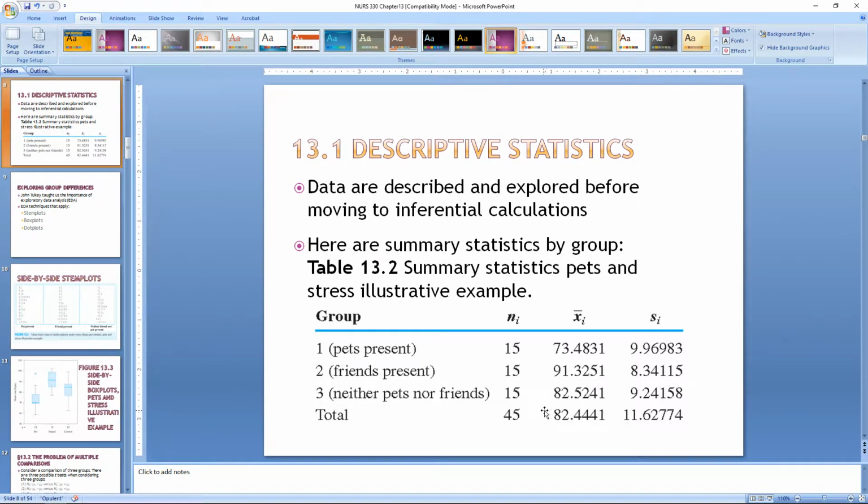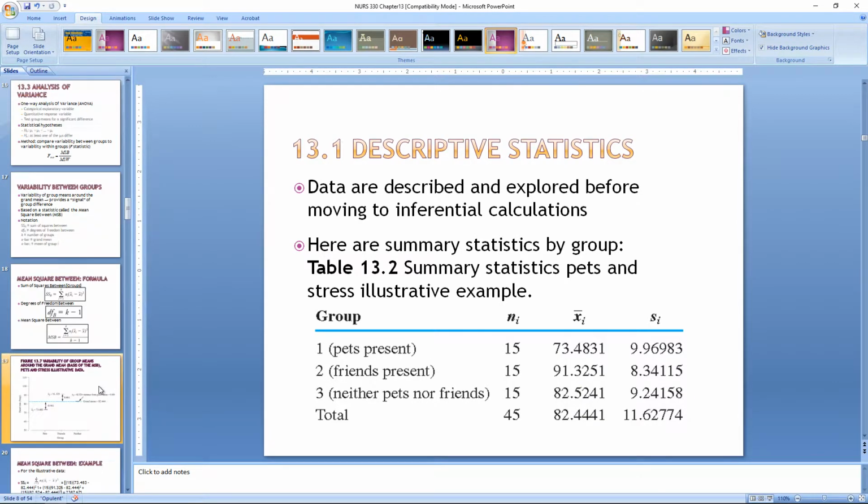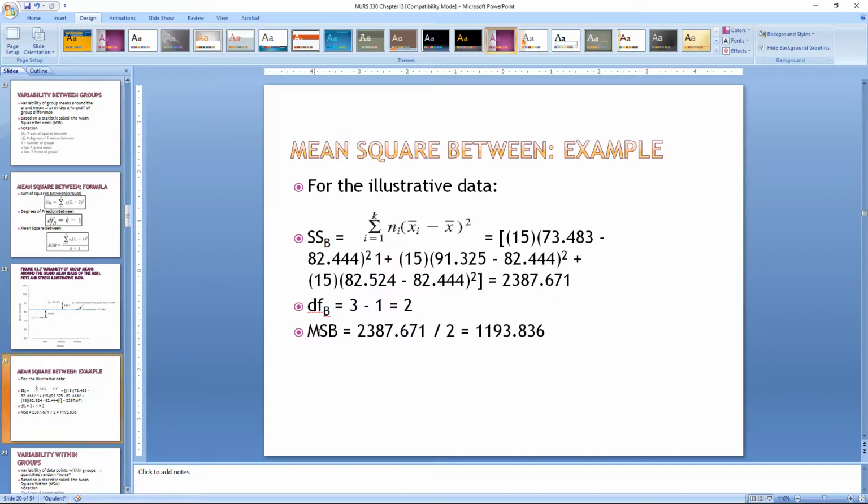What we're going to do is take our x bar minus our x and put it into our formula down below. So you can see this. I'll scroll back down, for our sum of squares between. So we take our 15 multiplied by the mean of group 1 subtracted from the overall mean squared, and then plus 15. I don't think that 1 should be there. I don't know how that typo got in there.